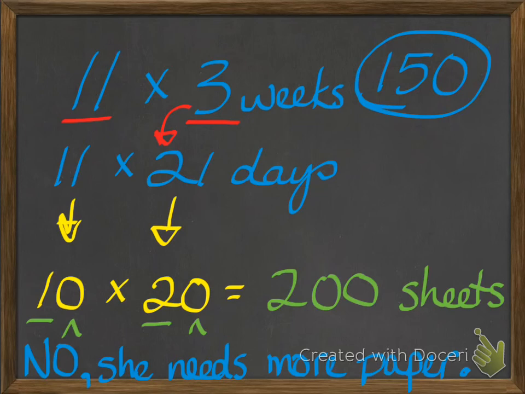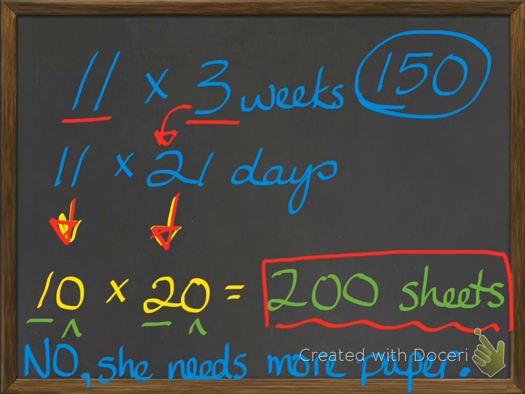So I'm going to change 11 to 10 and 21, I changed to 20. Now I can multiply those numbers together. So 10 times 20 equals 200. And so she'll need at least 200 sheets. And since I rounded down, this is actually an underestimate of how many that she'll need. So no, she needs more paper.